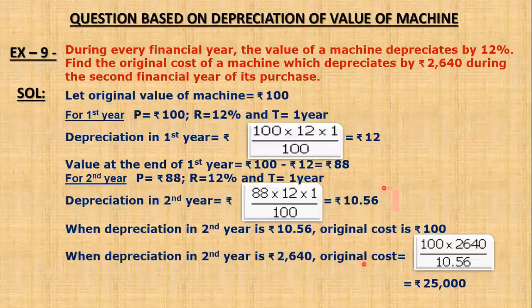So original cost using unitary method will be 100 upon 10.56 multiplied by the depreciation given in the question, that is 2,640. On calculation, we will get rupees 25,000. Hence, the original cost of the machine is rupees 25,000.